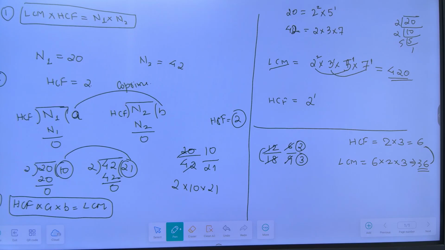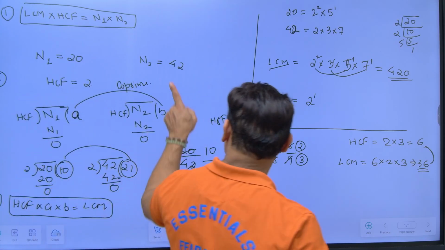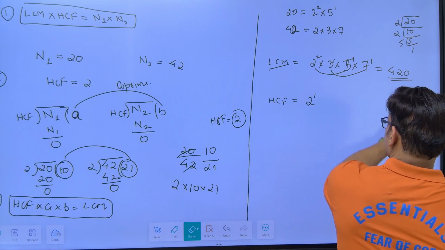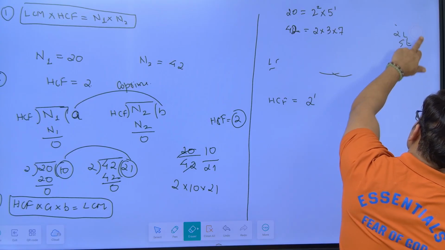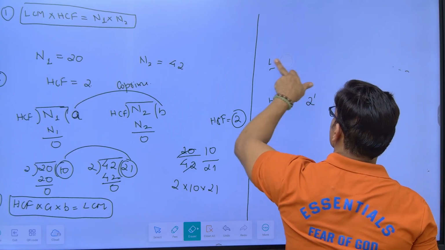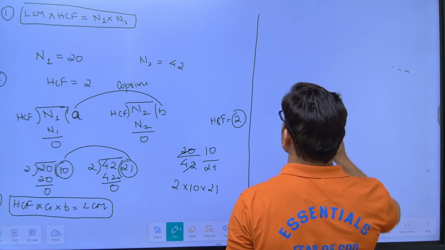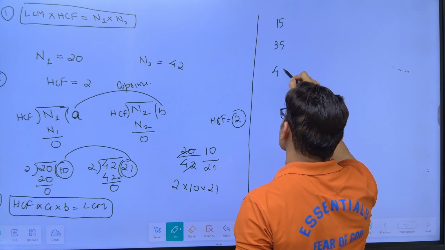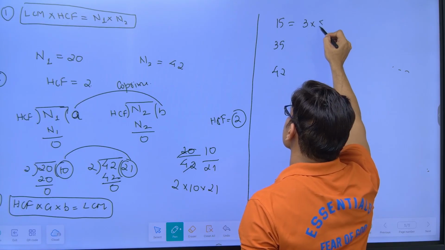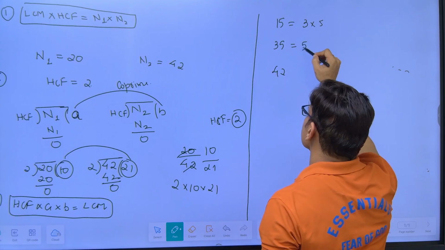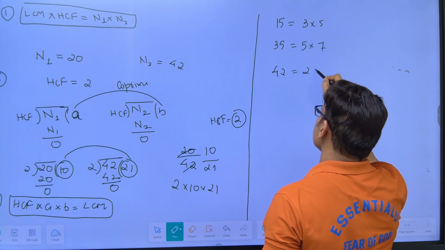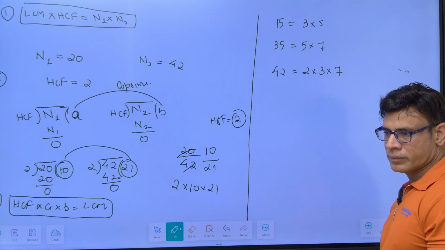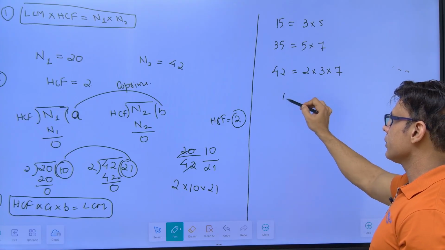Now let's take some three numbers. For three numbers, the formula is not valid. Say you have 15, 35 and 42. 15 is 3 into 5. 35 is 5 into 7. And this is 2 into 3 into 7. For three numbers or four numbers, what is the LCM?